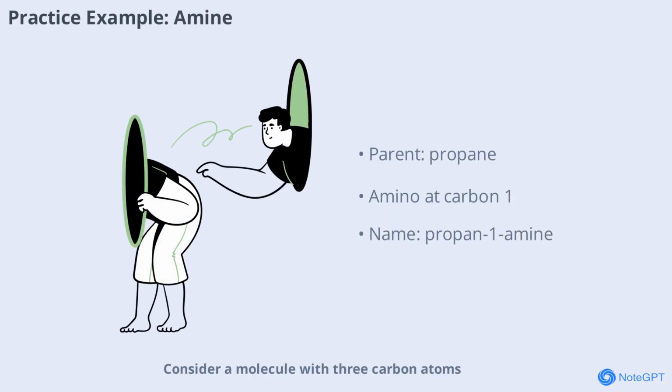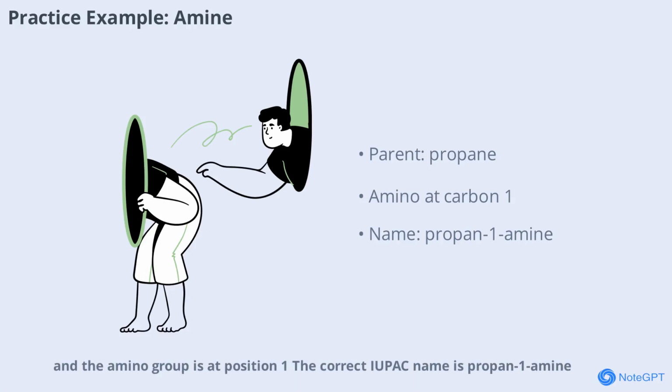Consider a molecule with 3 carbon atoms and an amino group on the first carbon. The parent chain is propane and the amino group is at position 1. The correct IUPAC name is propan-1-amine. This example shows how to name amines by indicating the position of the amino group.